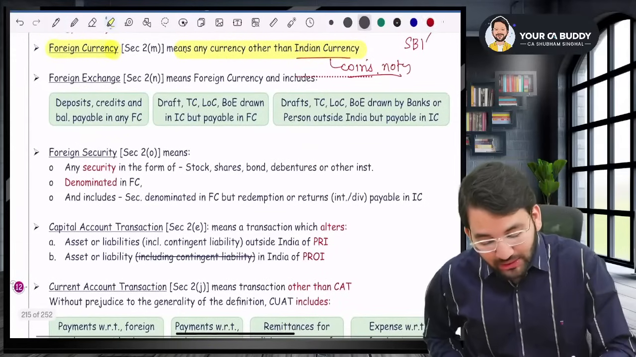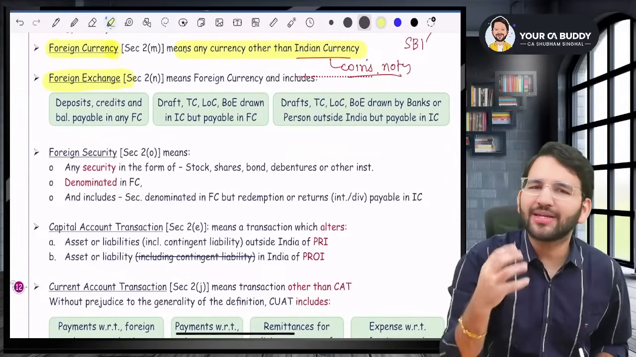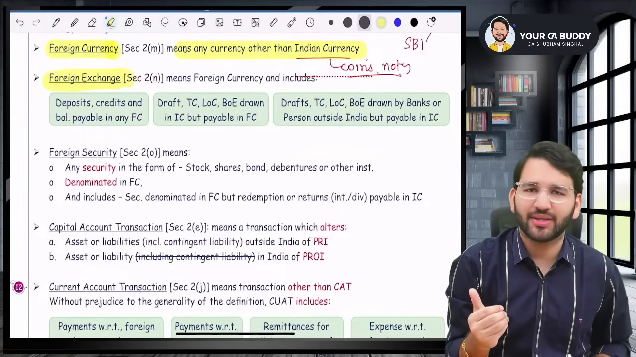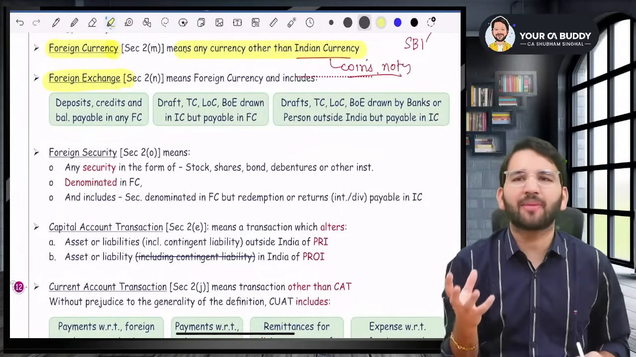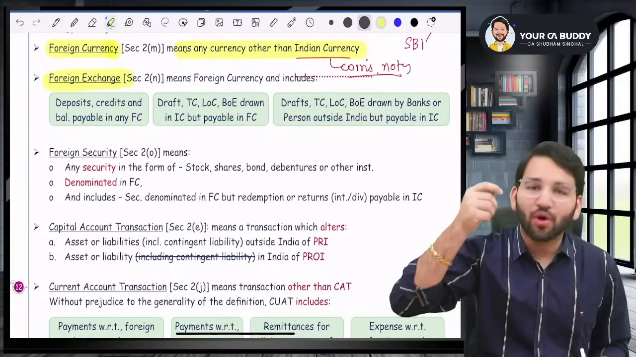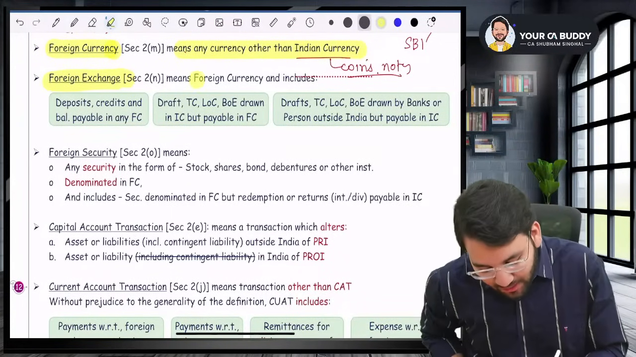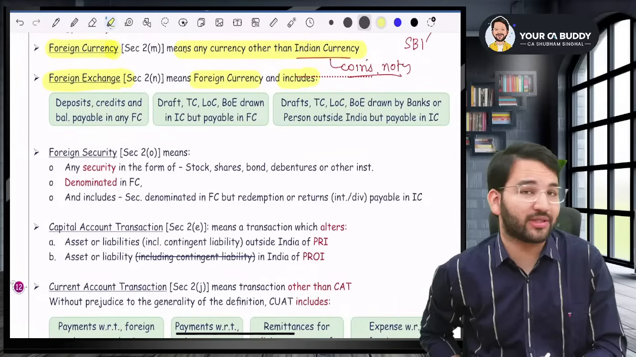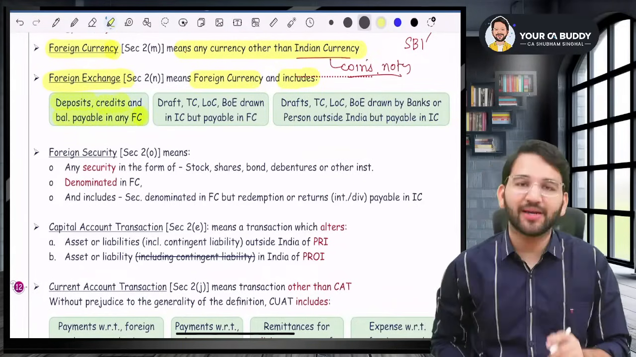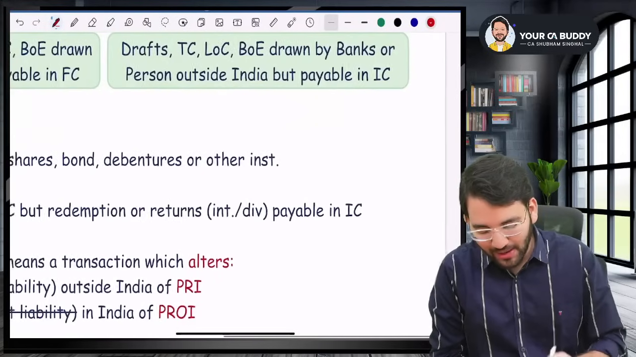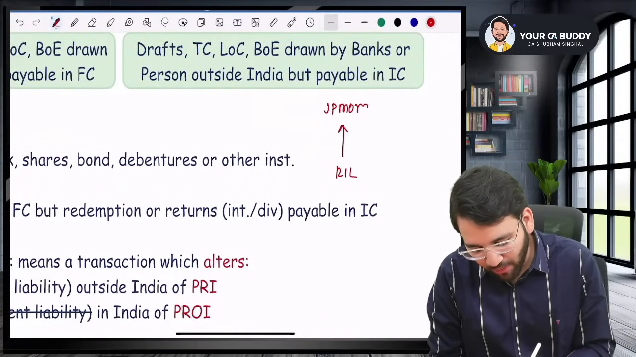Now, coming to the next point, what is foreign exchange, sir? You said Foreign Exchange Management Act. So, foreign exchange management, what do we manage in foreign exchange, sir? Do we just manage foreign currency? No, sir. Foreign exchange is a very broad word. Sir, foreign exchange means foreign currency and it includes any deposits, credits, or balance payable in any foreign currency.